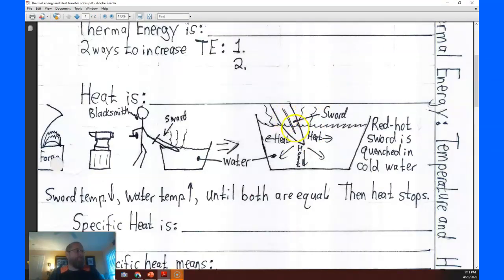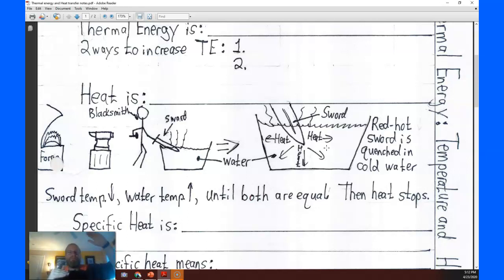The metal has a very low specific heat. If it loses a few joules of thermal energy, it goes down a lot in temperature. The water has a very high specific heat. The same number of joules of energy going into the water won't warm it up that much. Remember, heat flows until temperatures are the same.